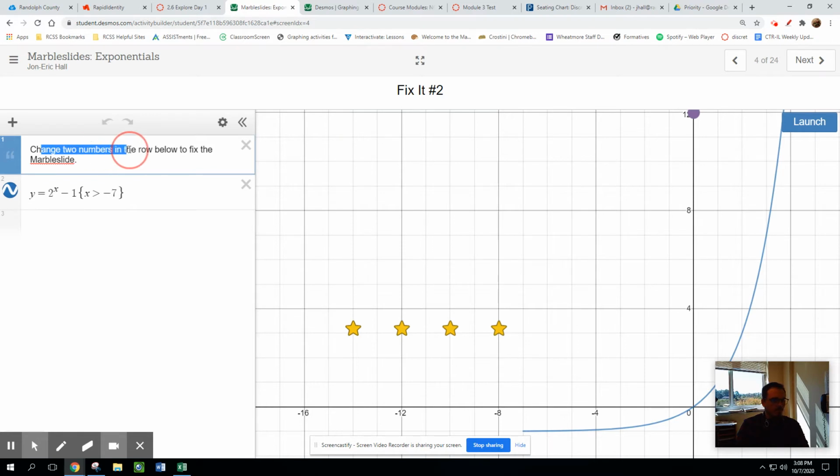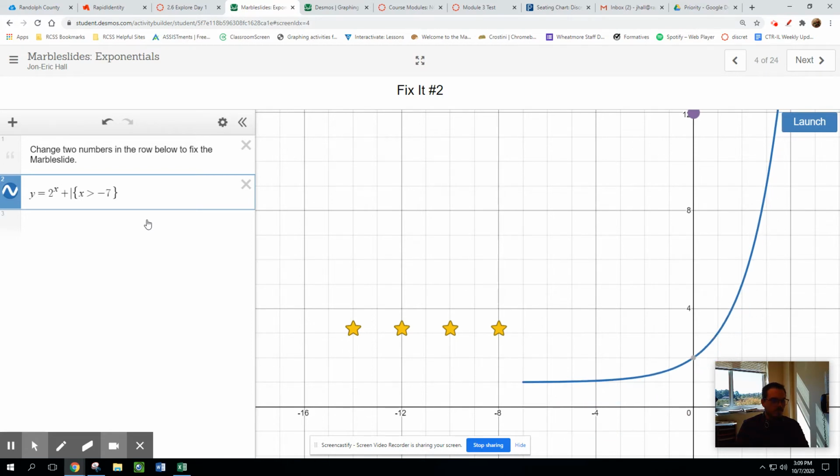So change 2 numbers in the row to fix the marble slide. So looks like here's my ball, and then here are the stars I needed to get. So let's change 2 numbers. Maybe we don't worry about that x is greater than -7. Maybe we change this -1 outside. Let's put it at a 2. Huh, that went down. So why don't we change this minus to a plus? And, ooh, 6, maybe not. How about 1? No, it looks like these stars are up here on 3. So why not a 3?